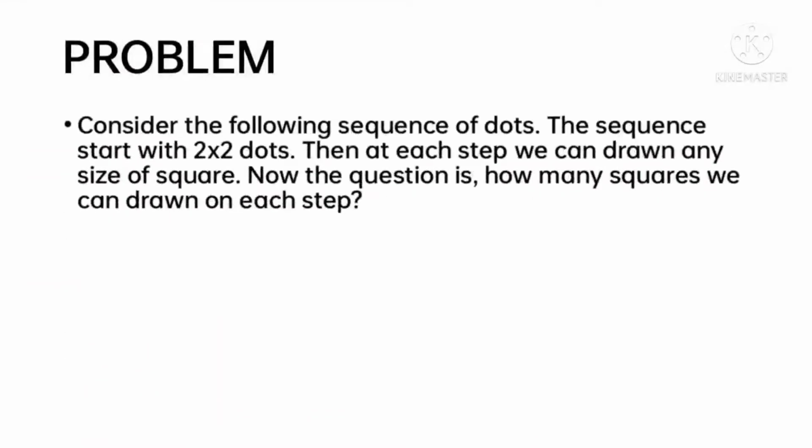So the problem is, consider the following sequence of dots. The sequence starts with 2 by 2 dots, and then at each step we can draw any size of a square. Now the question is, how many squares can we draw on each step? So this is the sequence.